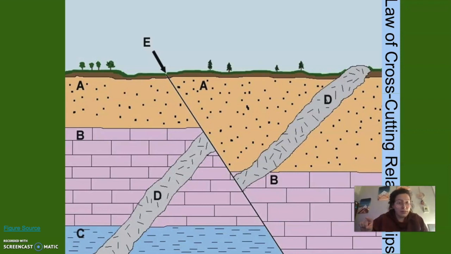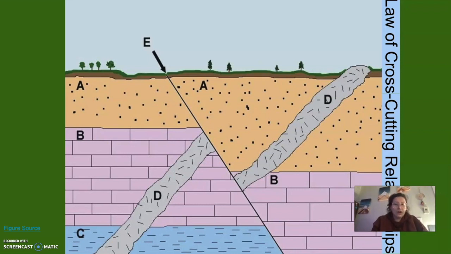And then B, because that's on top, so we know superposition. So C, B, and A, that's the first three that were deposited. And then we have an intrusive dike, letter D. So we have these layers, and then we have a dike that intruded through it. That relationship of the dike intruding through those layers is called a cross-cutting relationship.